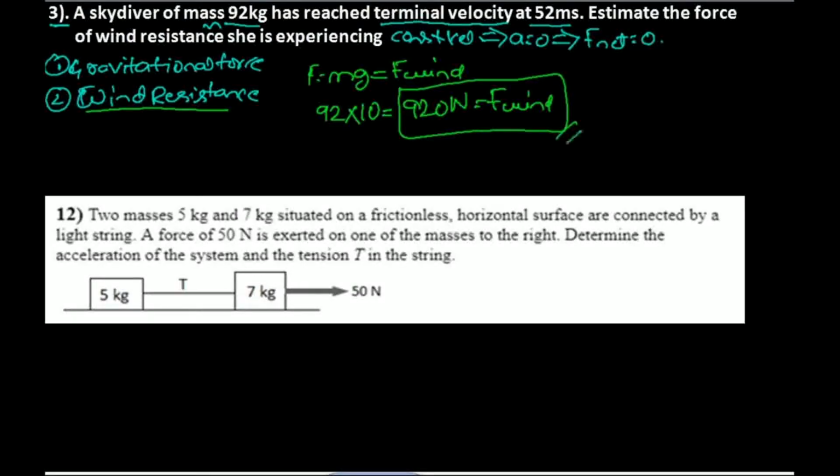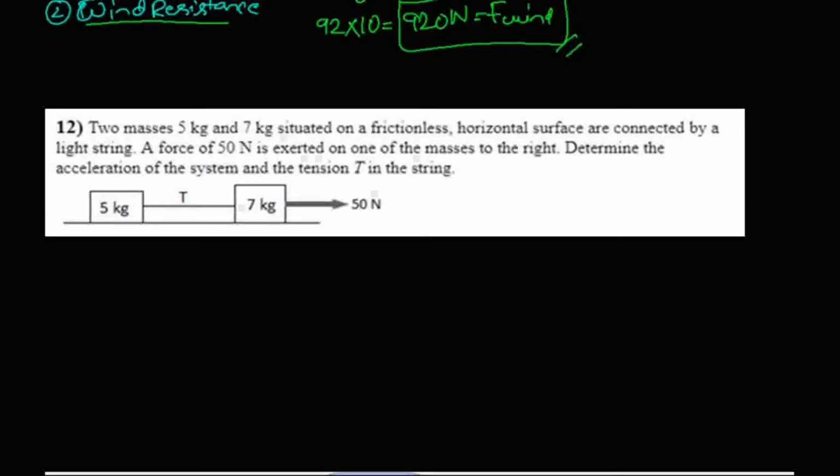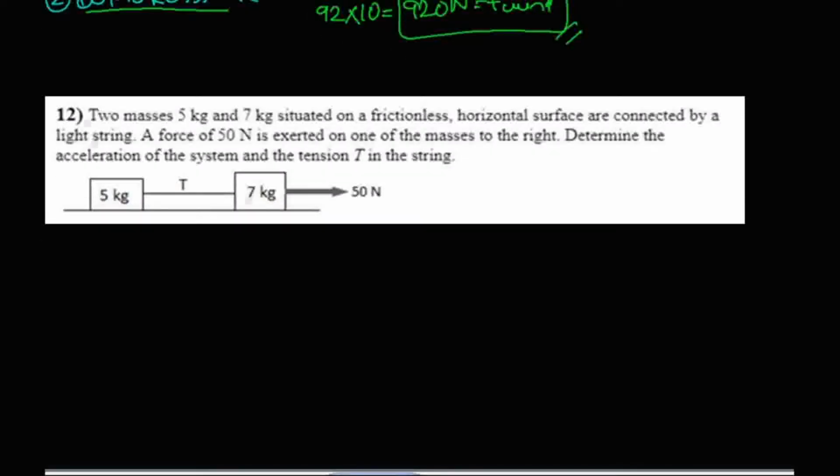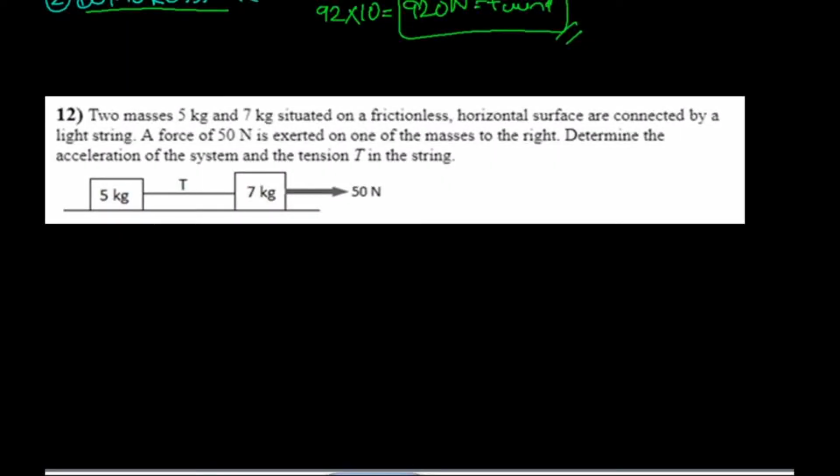So here is the second problem. Two masses of 5 kg and 7 kg are situated on a frictionless horizontal surface. They have already given, the friction is neglected. They are connected by a light string. This is the string, and a 50 Newton force is exerted on the mass on the right, to the right. Determine the acceleration of the system and the tension in the string.